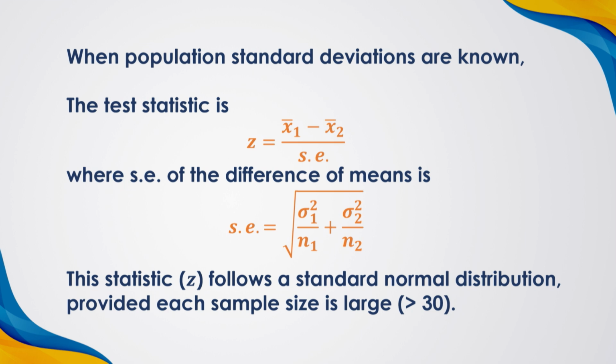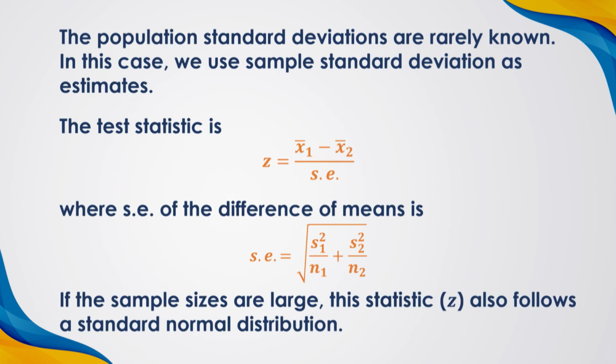This statistic z follows a standard normal distribution, provided each sample size is large, that is n greater than 30. The population standard deviations are rarely known. In this case, we use the sample standard deviation as an estimate.